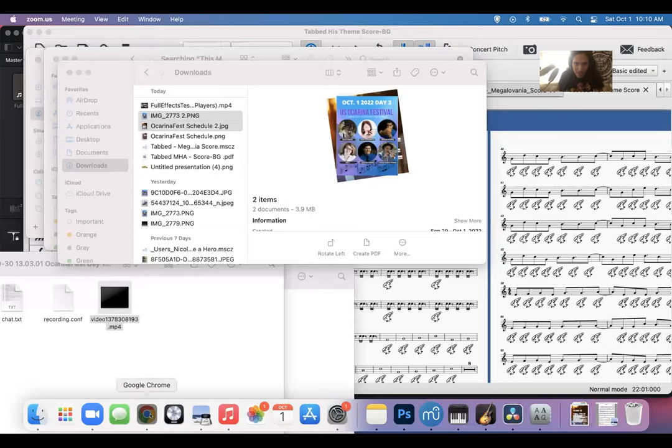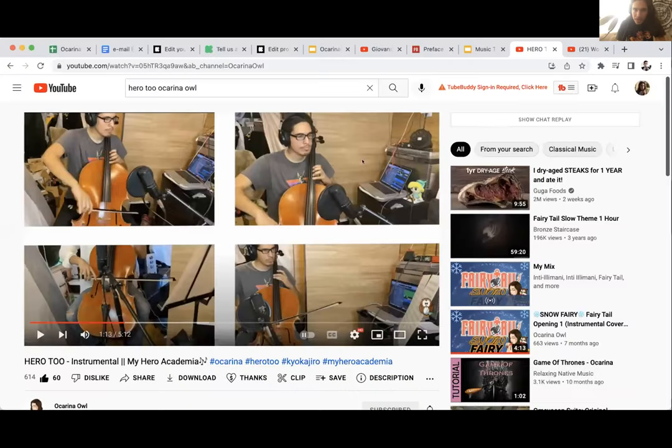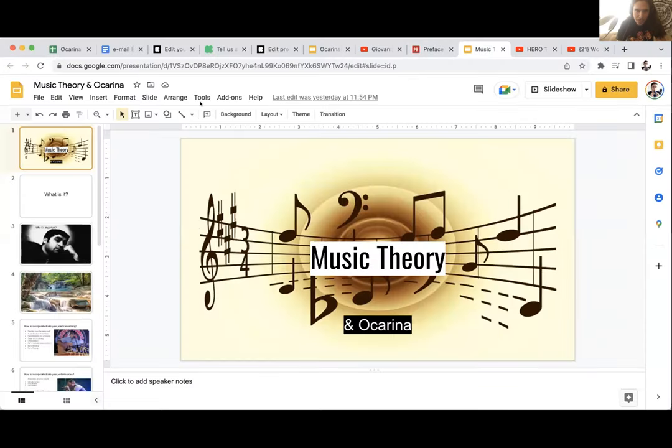Music theory and ocarina. Let me give you an overview of what we're going to go through today. I have a couple of examples and a couple of things that I really want to get through. So here we go, guys. Today, like I said, we're looking at music theory, and not just at music theory, but at how it applies and makes us better musicians.